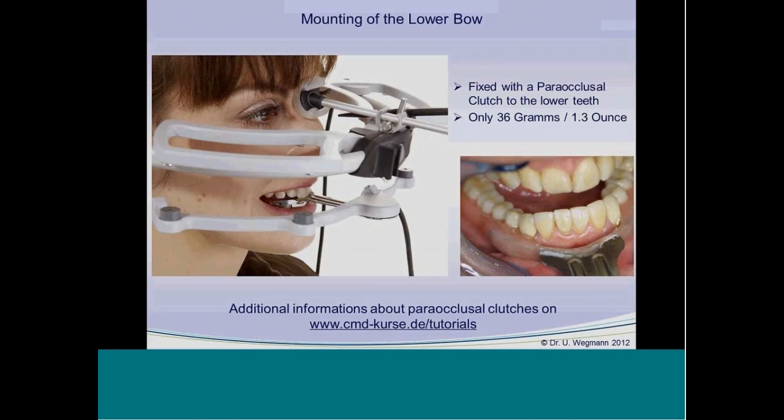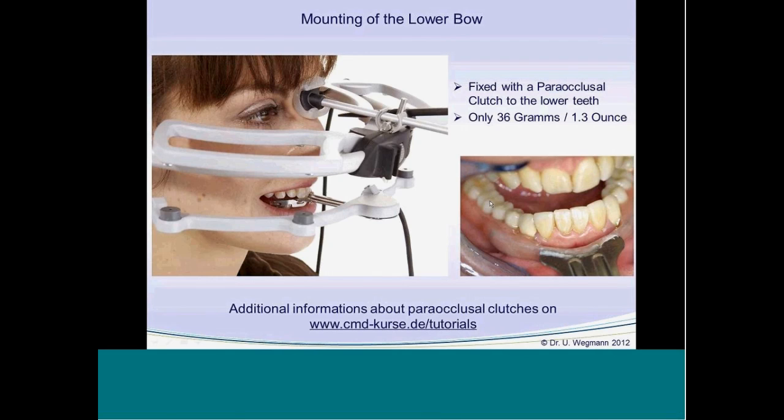Then, next one is the lower bow. The lower bow is fixed to the lower teeth, and I prefer to do it with a so-called para-occlusal clutch. As you can see here, this clutch is located on the side of the teeth, not on the top, not on the functional surface.